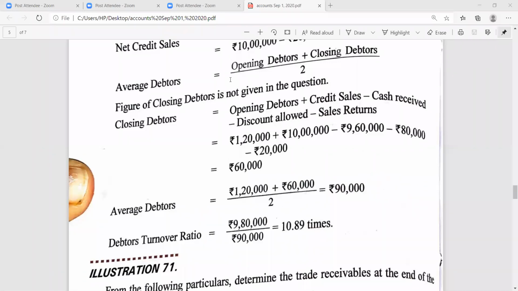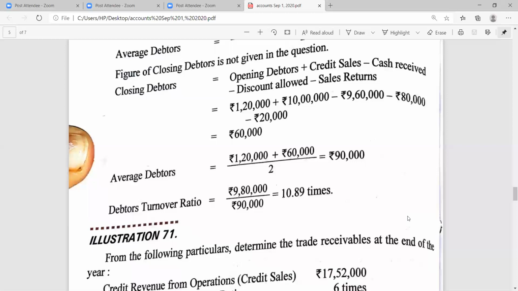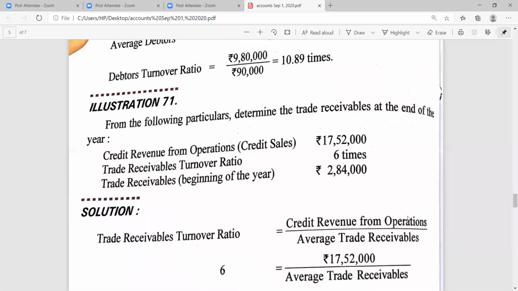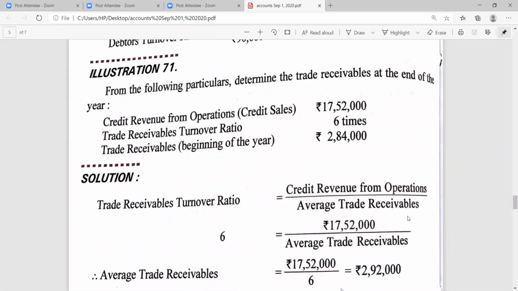Mansi, I request you to unmute. Good afternoon, ma'am. Good afternoon. Beta, let's discuss illustration 71. I'll help you as well. Okay, ma'am. Start discussing. Wherever you feel difficulty, I'll help you there.